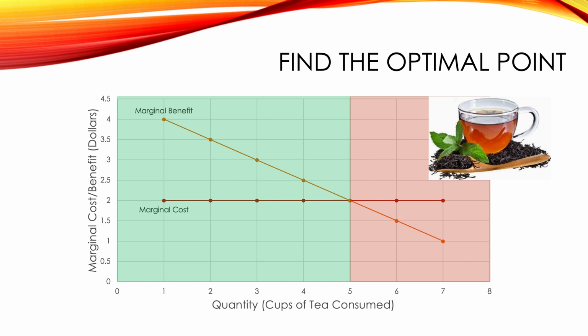So the optimal point of tea consumption would be, of course, where those two lines cross. That is the last point where marginal benefit is greater than marginal cost. Technically, they're equal at that point. So the rule is you'll be optimized where marginal benefit is equal to marginal cost. So hopefully that helps you make some better decisions. A lot of this is hard to measure in real life, but the principles still apply.